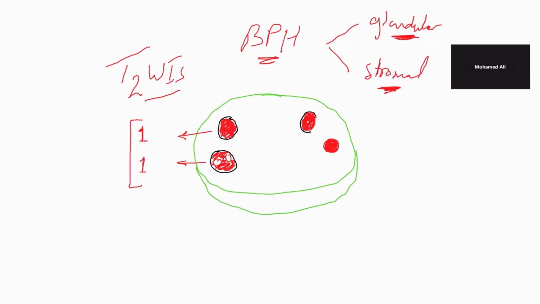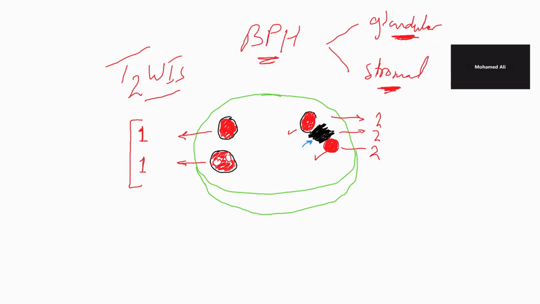Sometimes the intervening tissue between the nodules is dark on T2 weighted images. So we have other possibilities of score 2. This is score 2. This is score 2. And this is score 2 as well. So if we have a partially encapsulated nodule, a nodule without any capsule, or if the intervening tissue between two nodules is dark on T2 weighted images, this is score 2. Take care of this point.